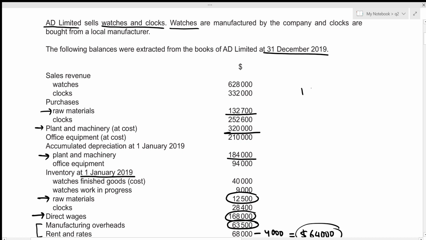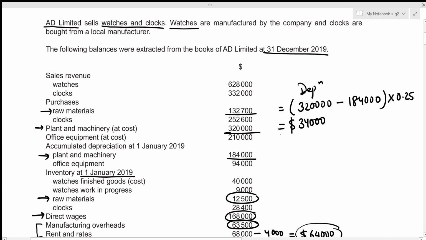So depreciation charge is just going to be the net book value, which is the difference between cost and accumulated depreciation. So that's the cost of 320,000 minus the accumulated depreciation of 184,000. This gives the net book value. Now we can multiply it with the rate of 25%, which is 0.25. So this gives our depreciation on plant and machinery for this year to be 320,000 minus 184,000 times 0.25, which results in the value of 34,000.